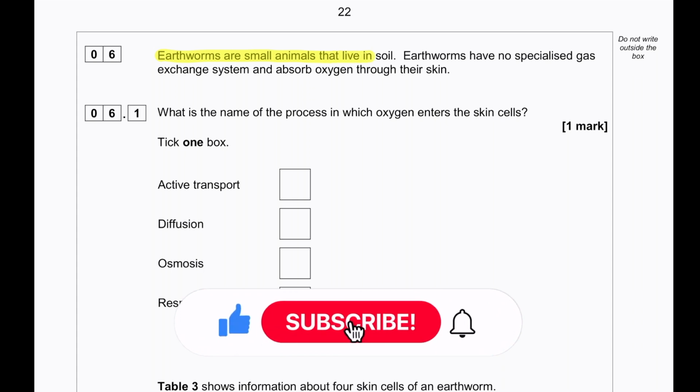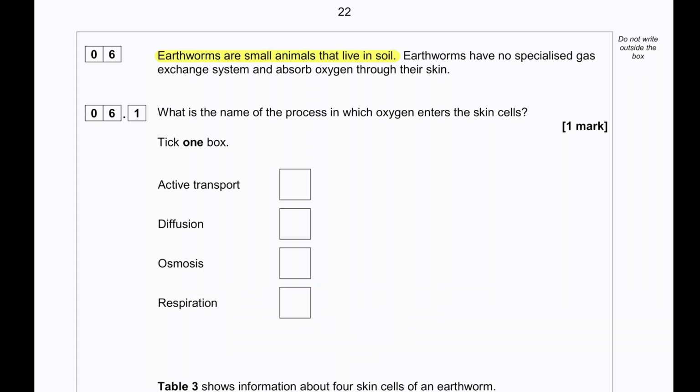Earthworms are small animals that live in soil. Earthworms have no specialized gas exchange system and absorb oxygen through their skin. What is the name of the process in which oxygen enters the skin cell?